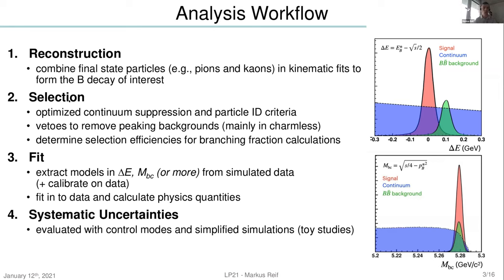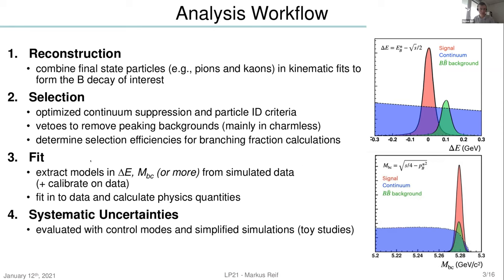In this step, we want to get rid of as much background as possible while retaining as much signal as possible. This is mainly continuum suppression, which is done using boosted decision trees, which have some distinction power between continuum and signal events. Or we impose cuts on the particle IDs of these pions and kaons. Sometimes we have to remove peaking backgrounds, so when a resonance interferes with our signal, we can veto those. And then we can determine our selection efficiency, so how much of our signal actually survives our selection, which we need to calculate branching fractions.